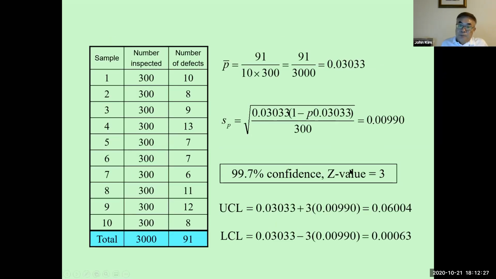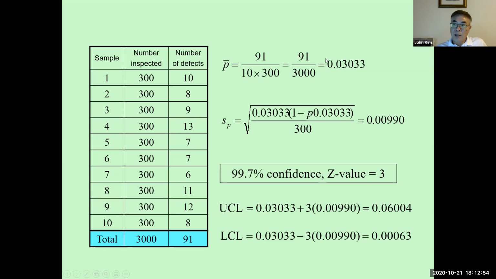Okay, example. Each sample size is 300, and then take 10 times of sample. So the number of sample is 10, and sample size is 300. So 91 total defect divided by number of sample and then sample size.